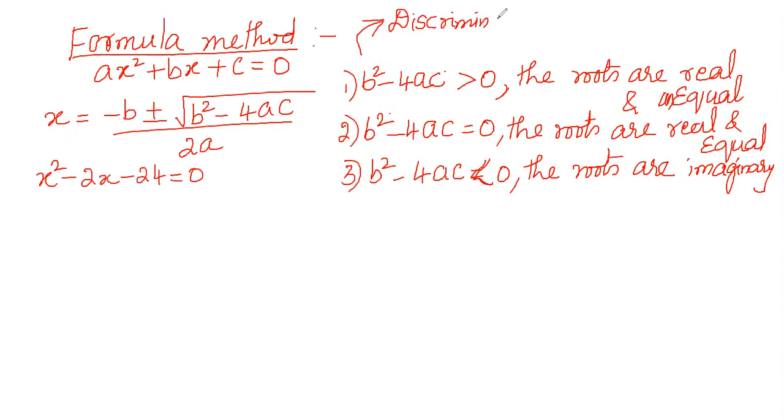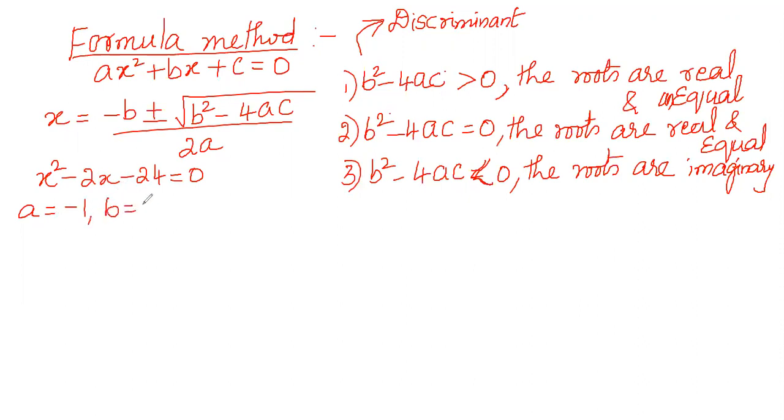If the discriminant is greater than 0, the roots are real and unequal. If the discriminant is equal to 0, the roots are real and equal. If the discriminant is less than 0, the roots are imaginary. So I've given the equation now. Now we'll take the a, b and c values. Always write them down. Don't directly write the formula and just use it, because we may tend to make mistakes.